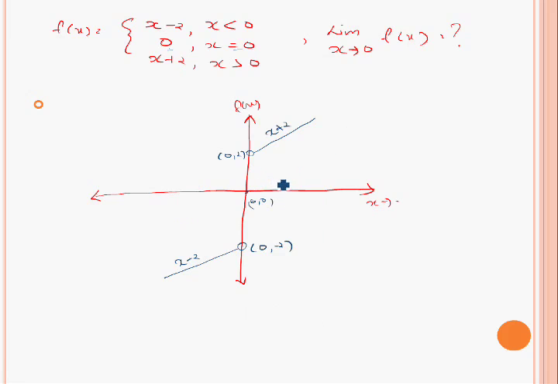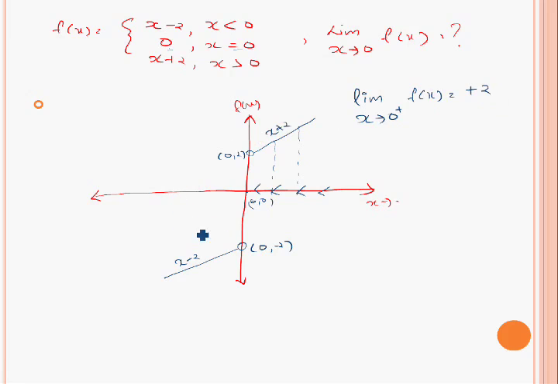When we are approaching x equal to 0 from right hand side, we can see that the function f of x is approaching positive 2, that is, limit x tends to 0 from positive side, f of x equals positive 2.